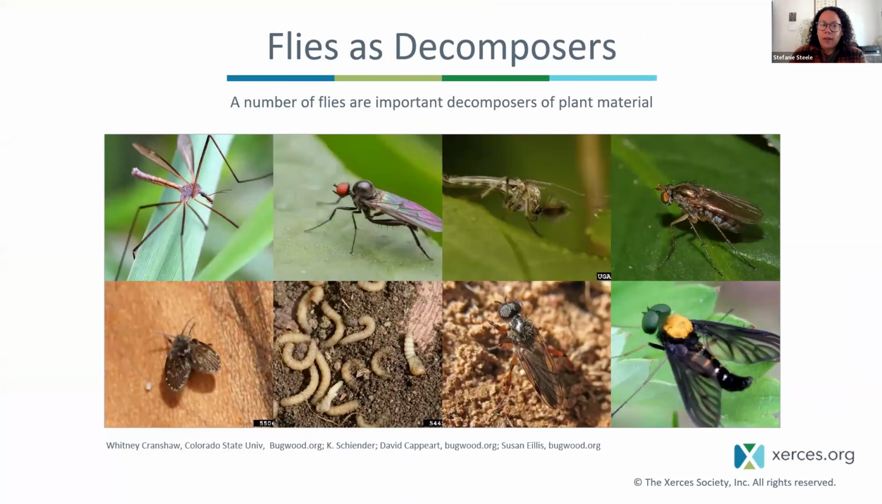And then aside from pollinators and pest control that we saw on the previous slide with flower flies, there are also many other families of flies that contribute to plant decomposition. These flies, as larvae, will help break down decaying plant material in the soils. Flies like these crane flies make very notable contributions to the decomposition of leaf litter.